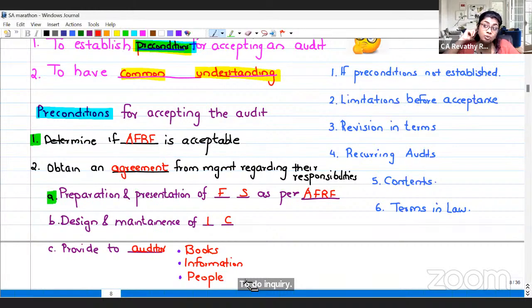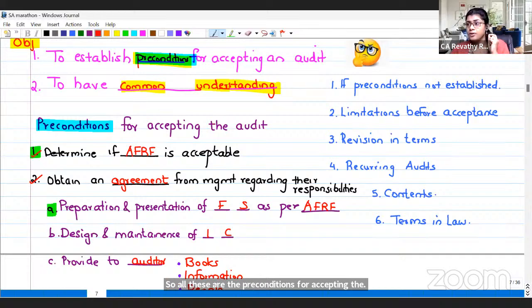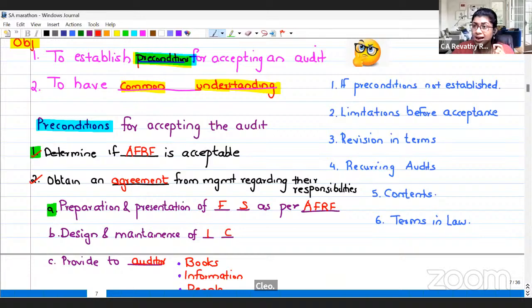Even after you are completing the audit, towards audit completion, you will obtain written representation as per SA 580. All these things are provided to the auditor. So all these are the preconditions for accepting the audit. Clear?